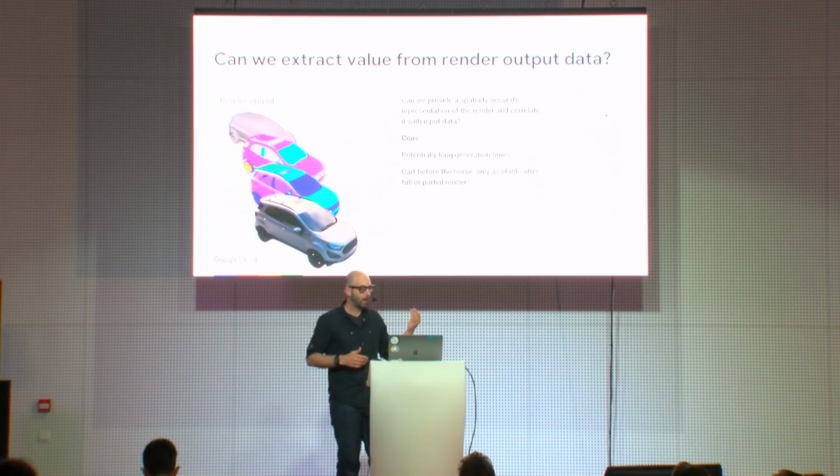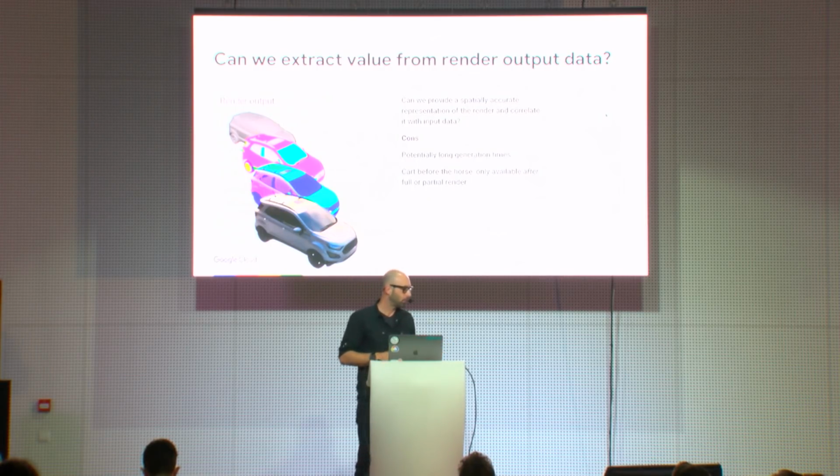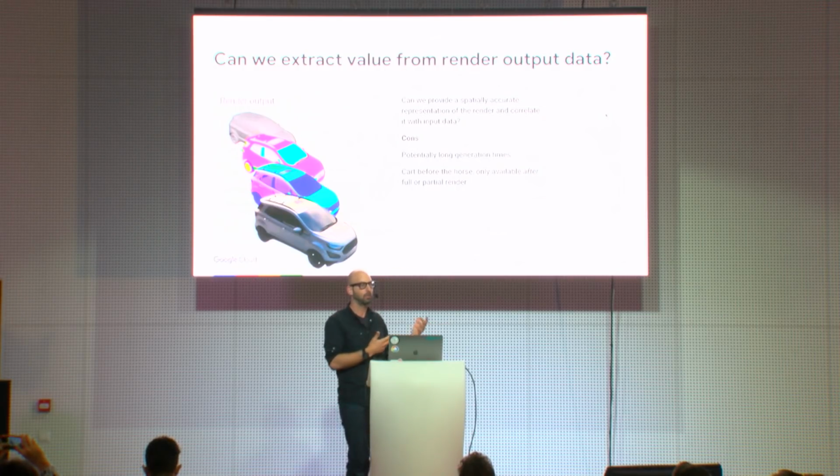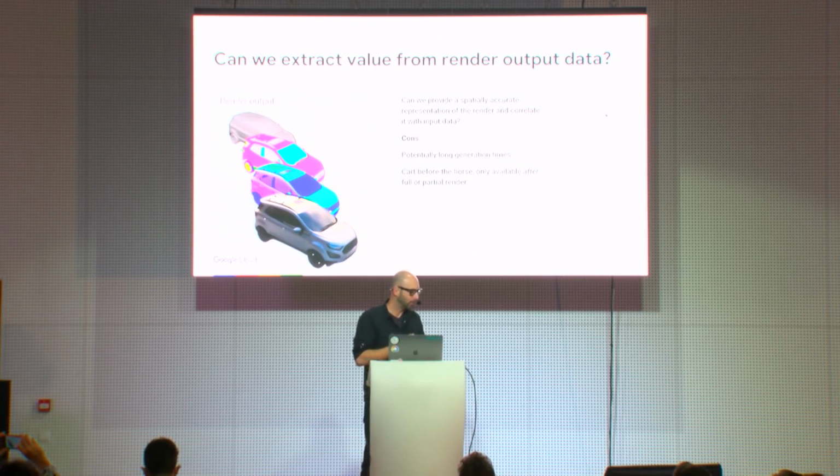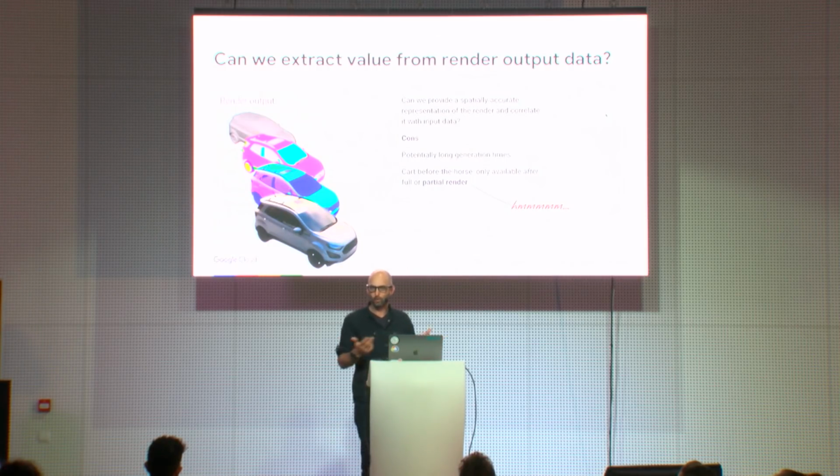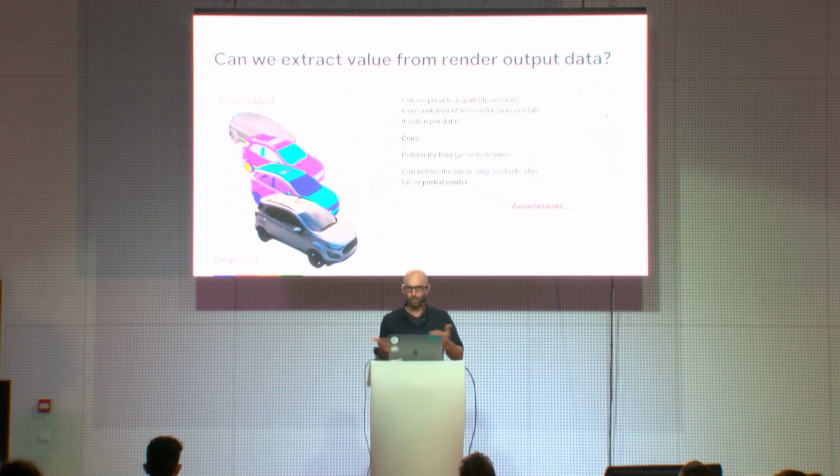And then the final structure for how we could build a model is taking the render output, and this is kind of the most interesting type of machine learning, which is image-based machine learning. You're basically training a model to understand what it's looking at. One of the major cons I put in here is that it's cart before the horse, meaning do I have to do a render in order to train it to understand how long it's going to take to render? Well, that's crazy, right? Well, hold on a second.